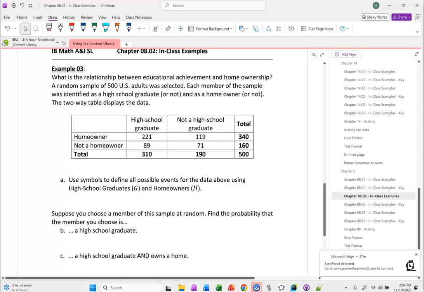What is the relationship between educational achievement and home ownership? A random sample of 500 U.S. adults was selected. Each member of the sample is identified as a high school graduate or not, and a homeowner or not. The two-way table displays the data. Use symbols to define all the possible events for the data above using high school graduates and homeowners.